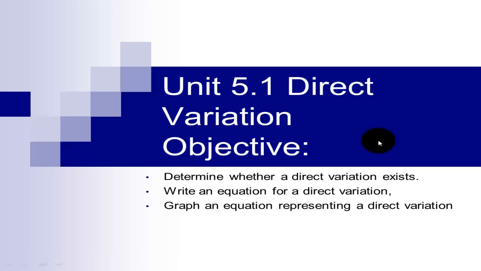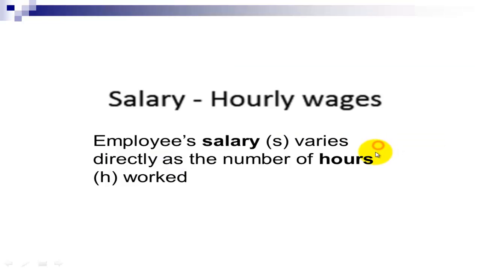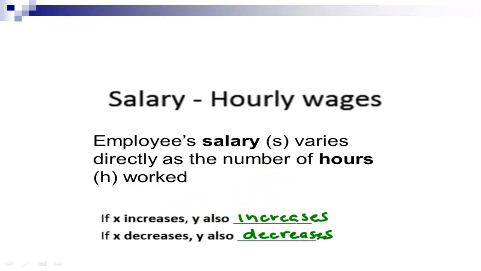Alright, so let's have a closer look at some of the examples of direct variation. We mentioned last time about hourly wages. Hourly wages are common to part-time workers. Their salary is dependent on the amount of time that they work. So we say that employee salary varies directly as the number of hours worked. Hourly wages satisfy this property of direct variation.